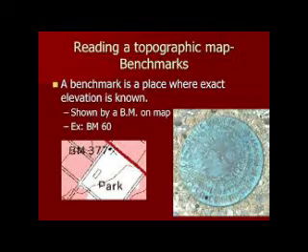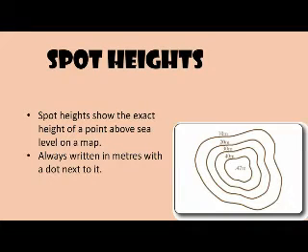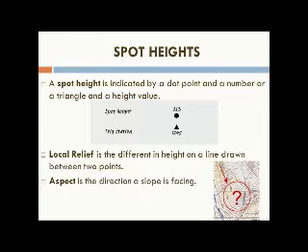Benchmarks provide the actual height of the mark from sea level. They increase the utility of a map and they are used as surveyor's marks. These are cut in stone taking the form of an arrow. Next we come to the spot height. Spot heights show the exact height of a point above sea level on a map. They are always written in meters with a dot next to it. A spot height is indicated by a dot point and a number or a triangle and a height value.